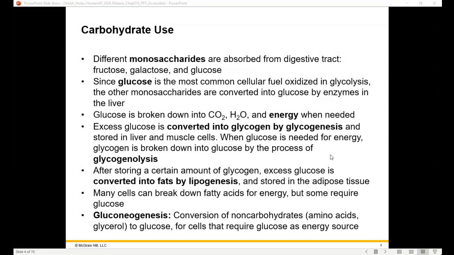Excess glucose is converted into glycogen by glycogenesis, and stored in liver and muscle cells. When glucose is needed for energy, glycogen is broken down into glucose by the process of glycogenolysis. After storing a certain amount of glycogen, excess glucose is converted into fats by lipogenesis and stored in adipose tissue. Many cells can break down fatty acids for energy, but some require glucose. Gluconeogenesis is the conversion of non-carbohydrates like amino acids and glycerol to glucose for cells that require glucose as energy.